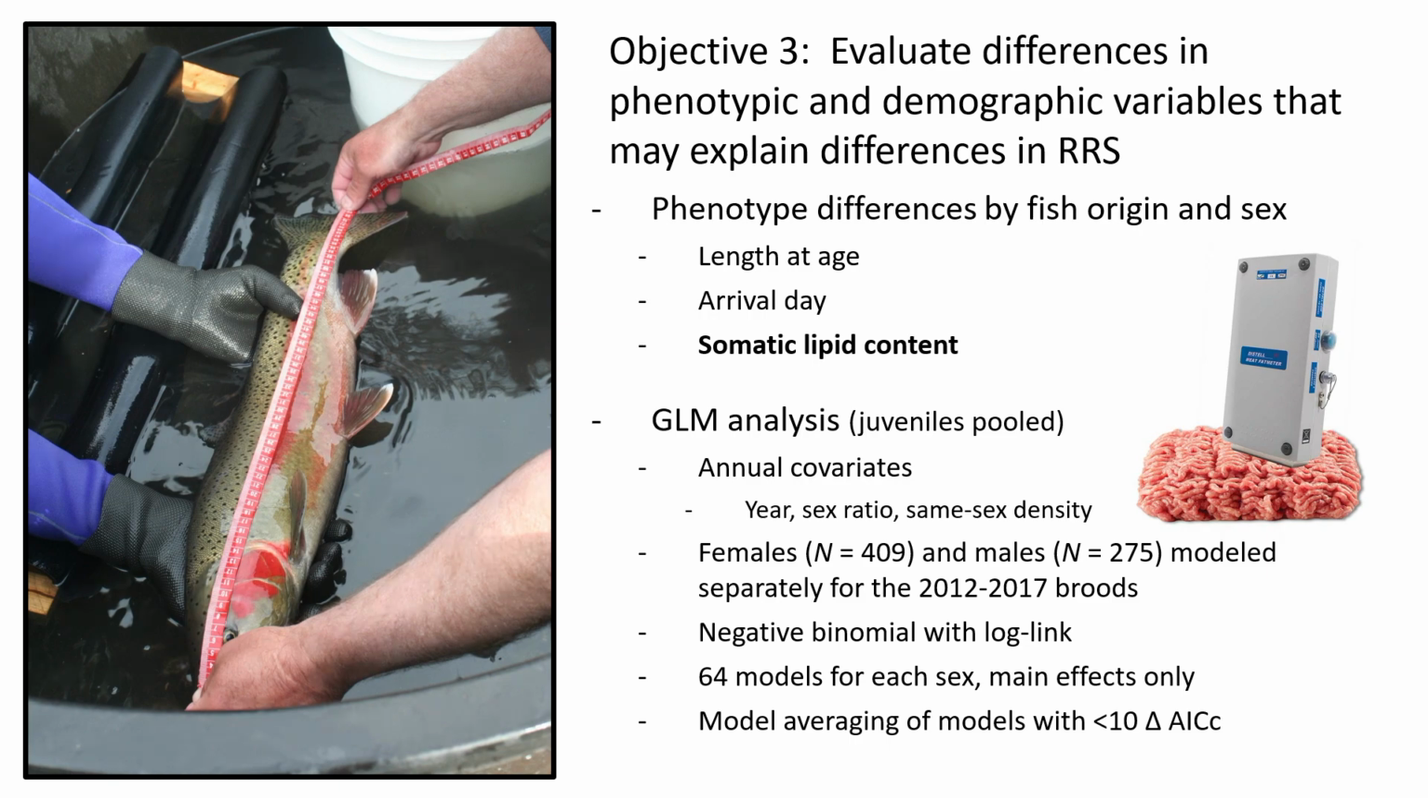And then we did a generalized linear model analysis, pooling all the juveniles as the response variable, and added some annual covariates, only one of those per model, and modeled females and males separately, and ended up doing 64 models for each sex, basically all the possible combinations, and then used AIC for model selection.